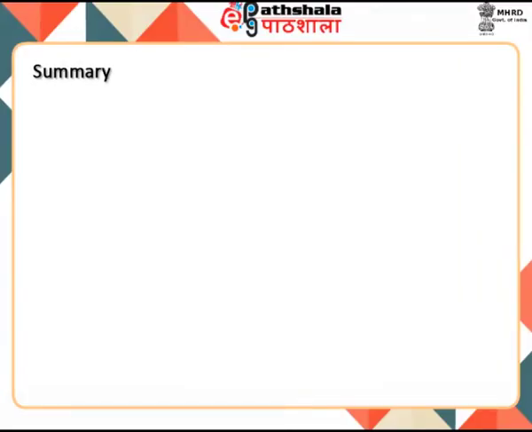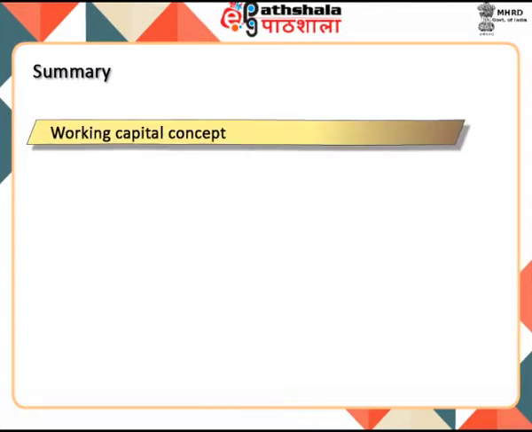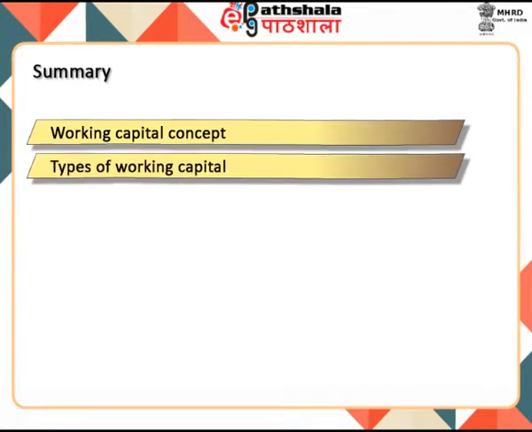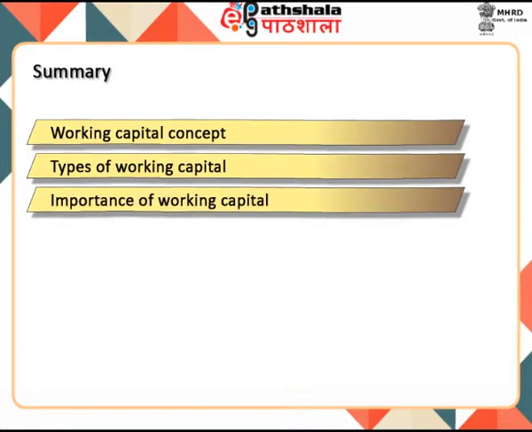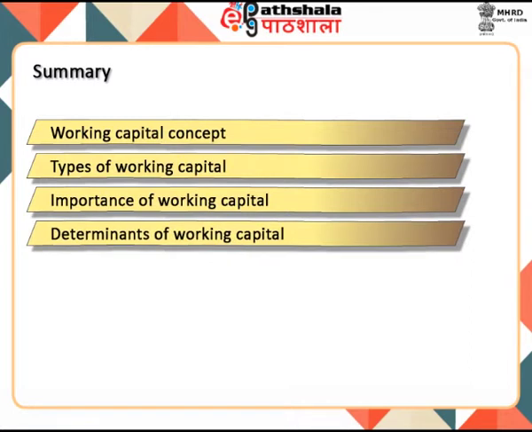Let us now summarize what we have learnt in this module. In this module, we have studied the working capital, which is the capital needed to hold current assets by a firm. It is of two types, permanent and fluctuating. It is very important for a firm to maintain an adequate level of working capital, as the excess amount may lead to higher opportunity cost and shortage may lead to stoppage in operational activities.